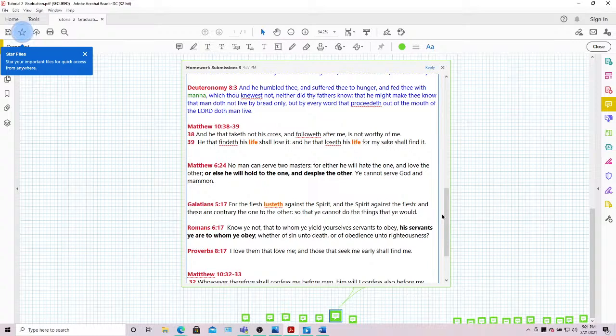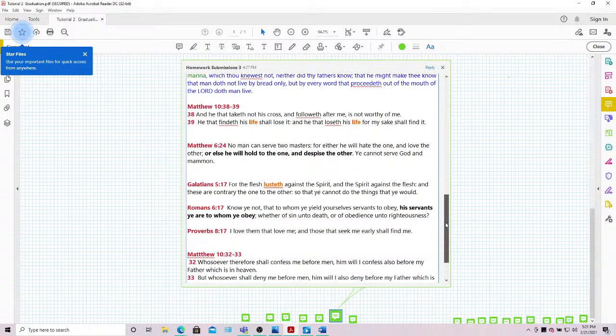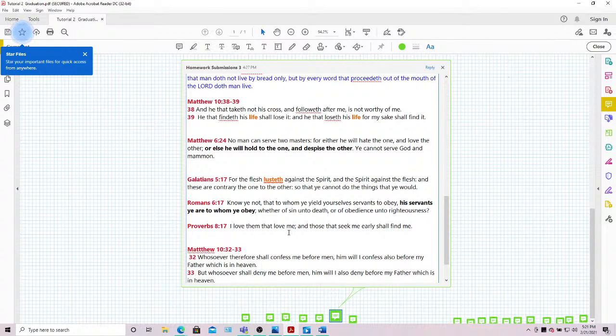Paul speaks on this more when you drop down to Romans chapter 6, verse 16. "Know ye not, that to whom ye yield yourselves servants to obey, his servants ye are to whom ye obey, whether of sin unto death, or of obedience unto righteousness?" So we're getting ready to build up to the precept that's coming at the bottom. And Christ is also letting you know, "I love them that love me, and those that seek me early shall find me." He didn't say anything about Christ loving those that despise him. He loves them that love him. So you have to pick a side.